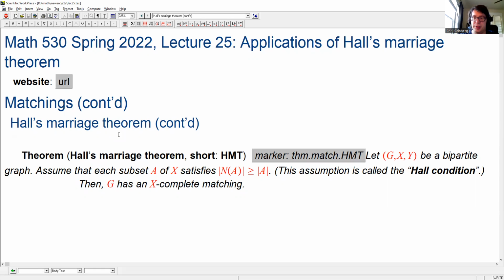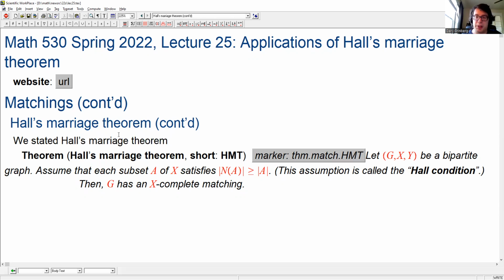Today we're going to explore various applications of Hall's marriage theorem. And again, I haven't proved this theorem yet, and I will not today. This will be the stuff of tomorrow's lecture. So as a reminder, here is Hall's marriage theorem, which we abbreviate the HMT.